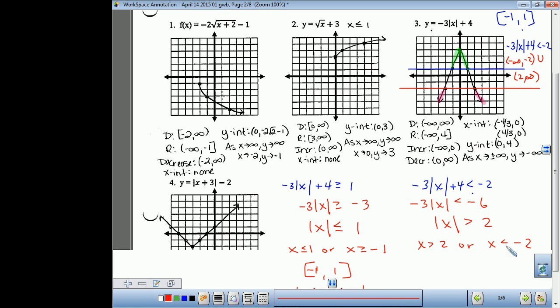Is it possible to be greater than 2 and less than negative 2? No, so this does not come together. This goes apart. And so our answer would either be written this way as an inequality or that way in interval notation. Are you with me?